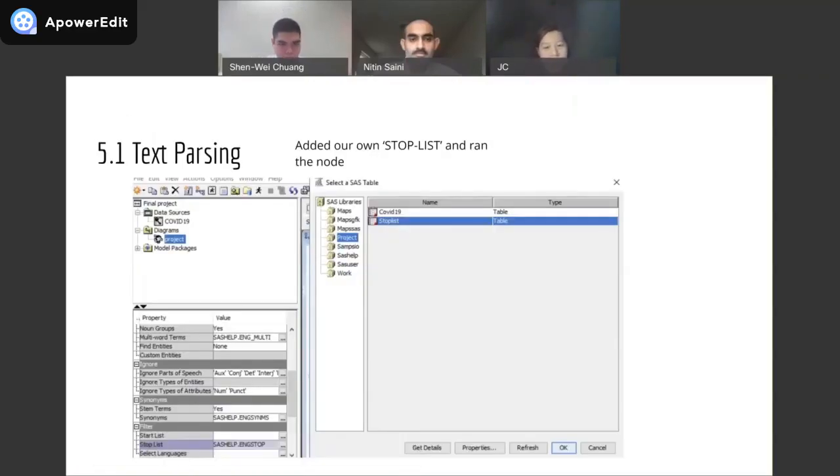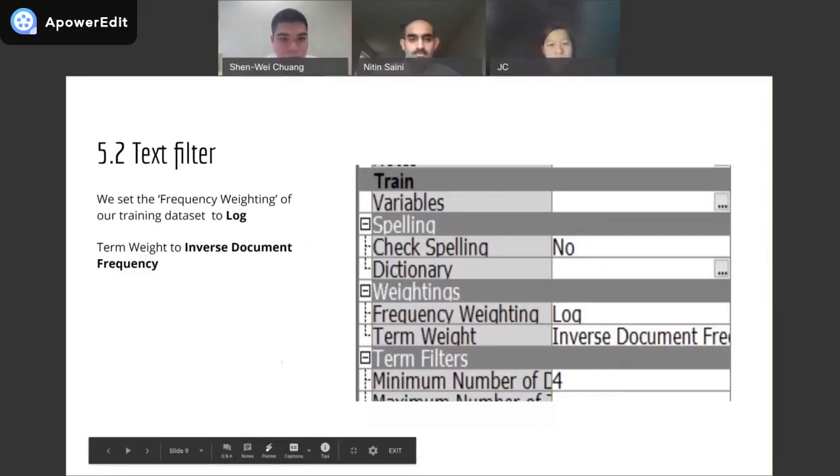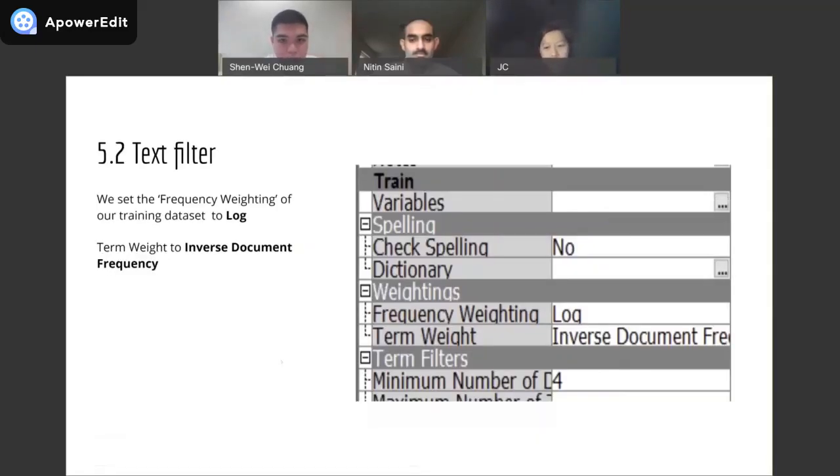And first, we add the stop list. Any words in this list would appear as keep as the sign in the results of the term table. Next. Here we set the frequency weighting to log and term weight to inverse document frequency, which could measure important words and scale up rare terms and weight down frequent terms. Here are some results from the filtering.